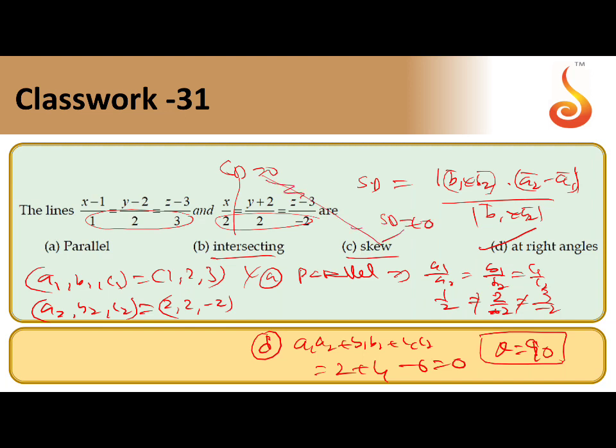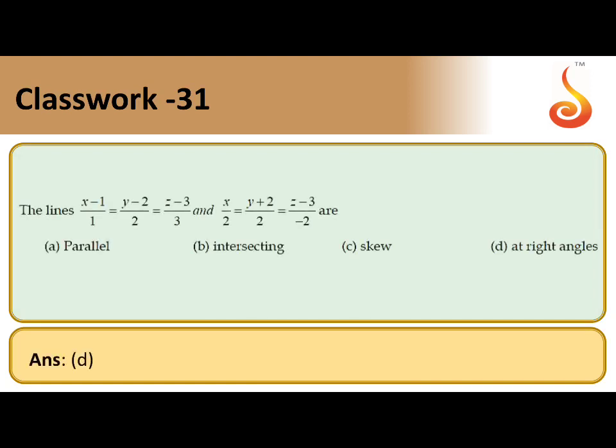If this value is 0, intersecting. If this value is not 0, it is skew lines only. That's the rule of solving. So they will not ask lengthy questions, they will ask simple questions only. So check the parallel and right angle condition. Now check the answer. Answer D is the right answer.